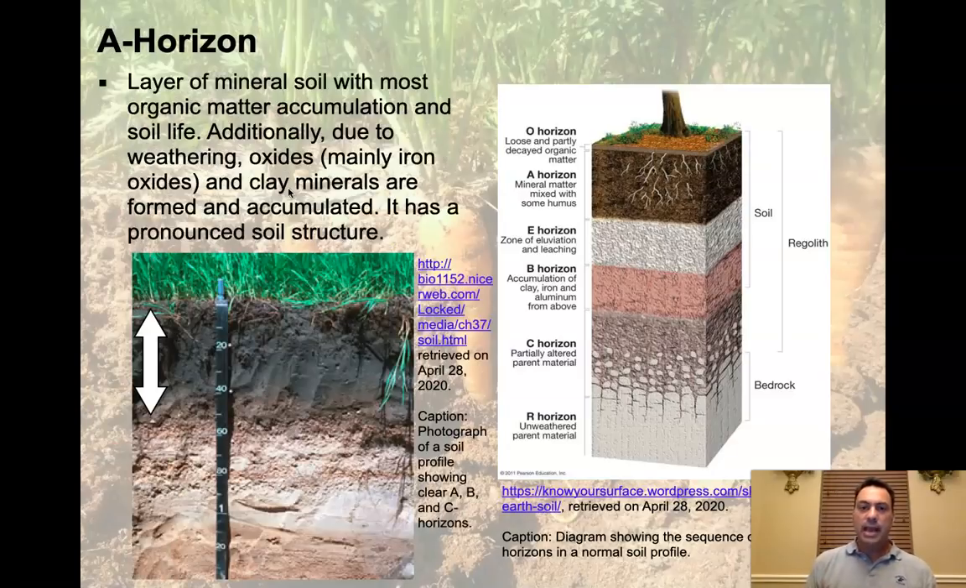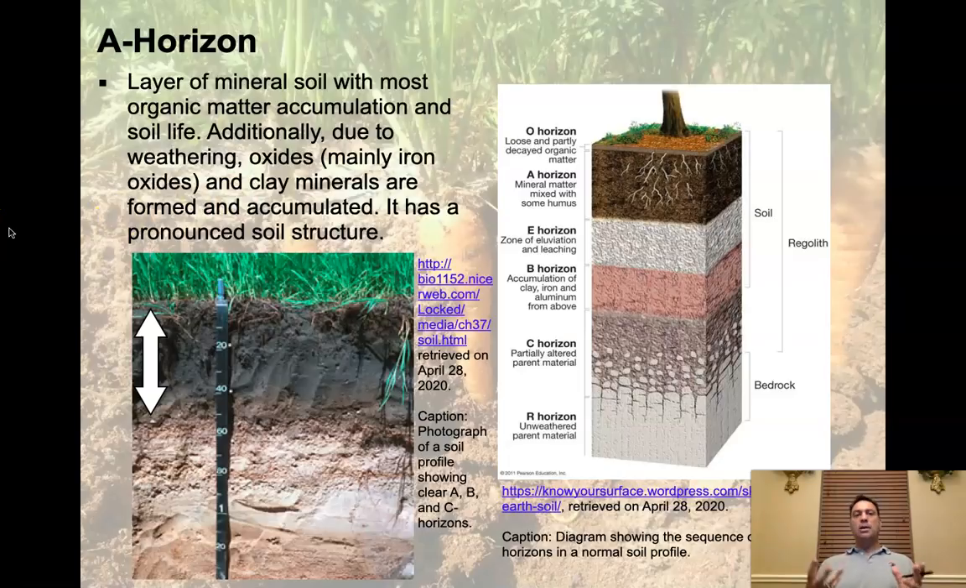The next layer down is the A horizon. The A horizon is a layer of mineral soil. So this is where we get minerals. Remember, the O had no minerals. So now we have minerals with most organic matter accumulation and soil life happening in this layer. So this is where the action is, right? This is the really rich, good stuff that we use to grow plants in. Additionally, due to weathering, oxides, mainly iron oxide.